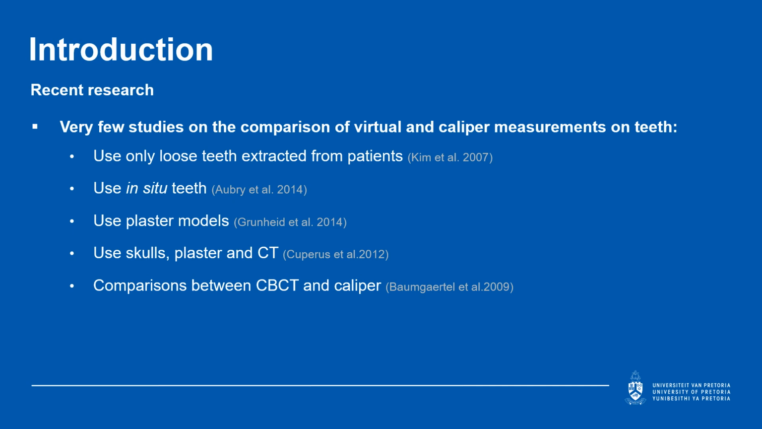They even found that the results could differ considerably due to the placement of the caliper. Then, Granhead et al. took measurements on plaster models, almost the same as Casper et al., as they took measurements on the skull, plaster models, and CT. Finally, Baumgart et al. looked at the comparison between CBCT and caliper. However, they were not measurements done on individual teeth, but arch measurements. In conclusion, there is really limited information on the procedure of taking dental measurements using a caliper that can be repeatable on virtual models for in situ molars.